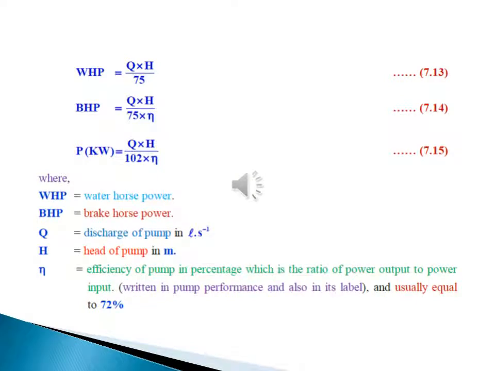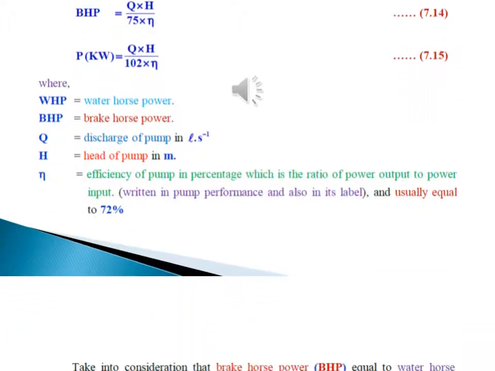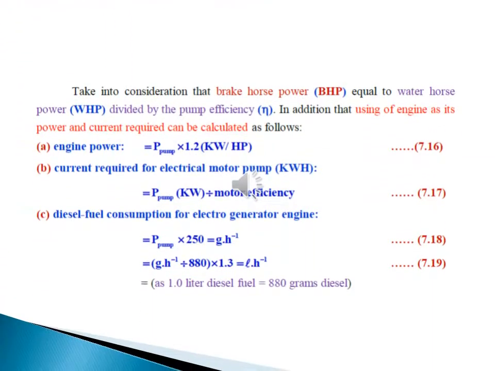Equation showing the calculation of water horsepower, brake horsepower, and kilowatt. Look, my dear, by yourself. It's very important. Look, my dear, and note that brake horsepower equals water horsepower divided by the pump efficiency. In addition, the engine power and current required can be calculated as shown in the enclosed equation.